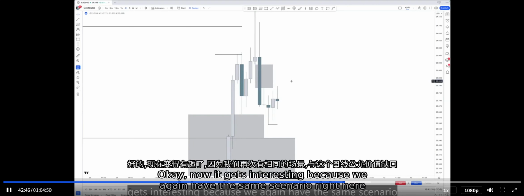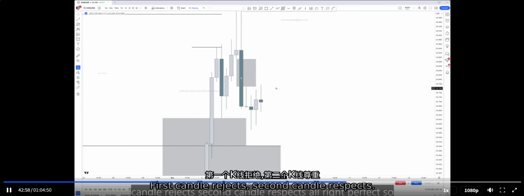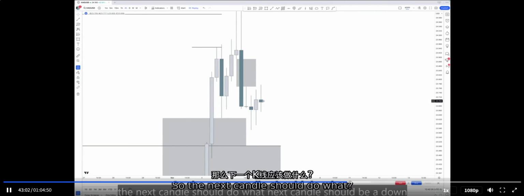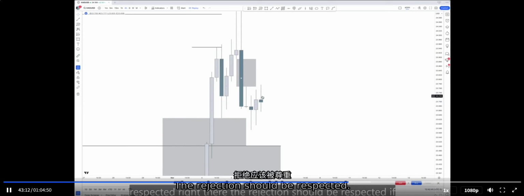Okay, now it gets interesting because we again have the same scenario right here with this daily fair value gap. We now see it with this 4 hour fair value gap, where we already have the rejection. First candle rejects, second candle respects. All right, perfect. So the next candle should do what? Next candle should be a down candle, should continue lower because this should be respected right there. The rejection should be respected.